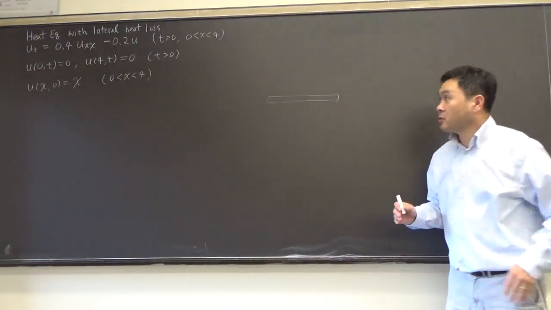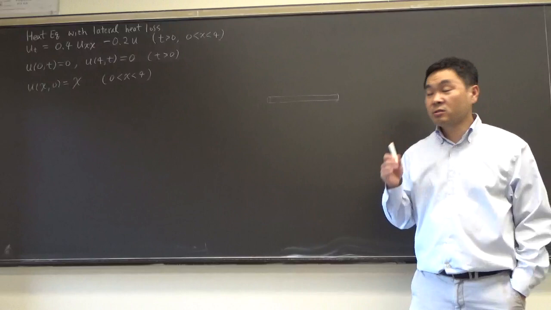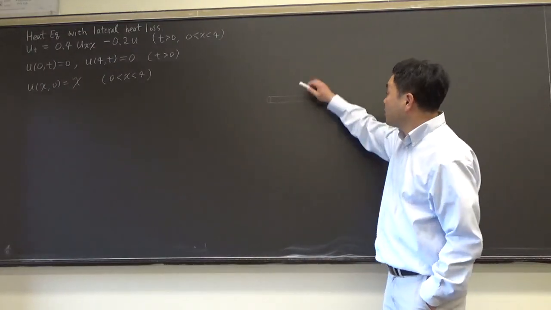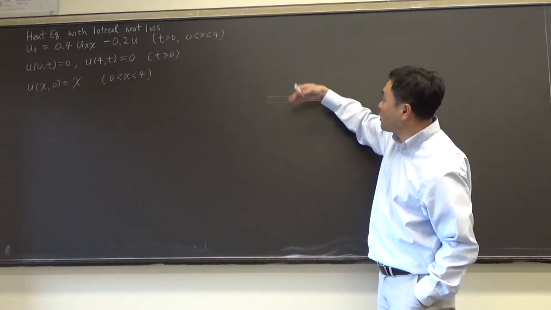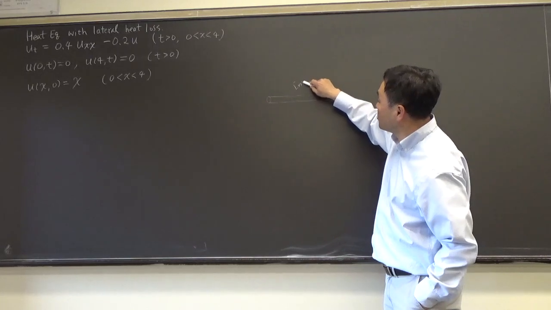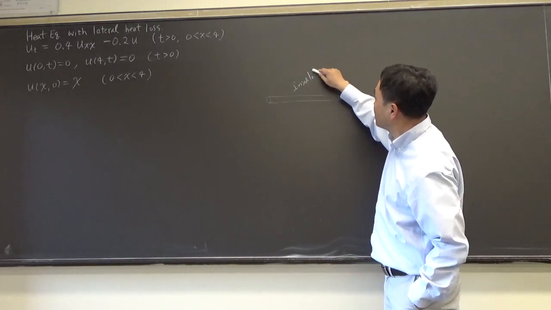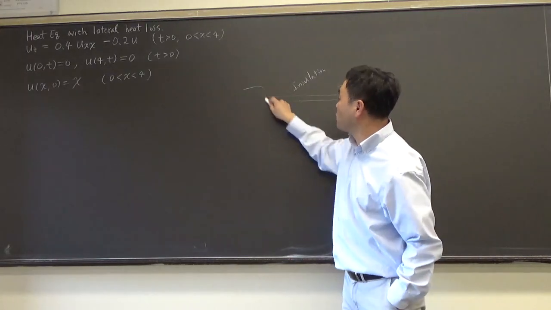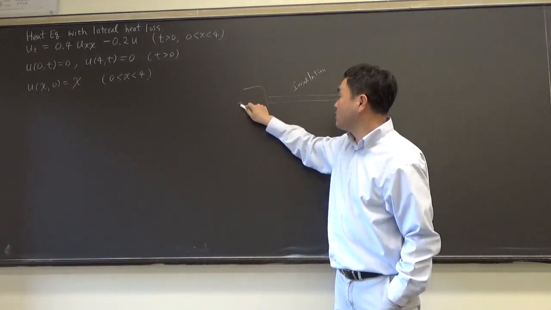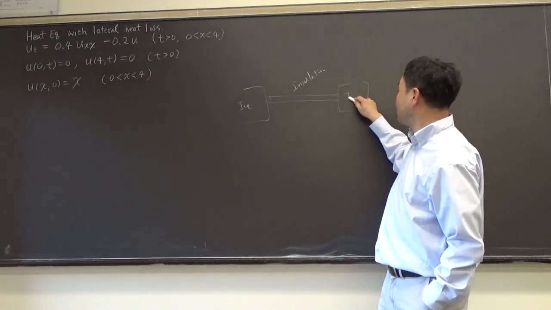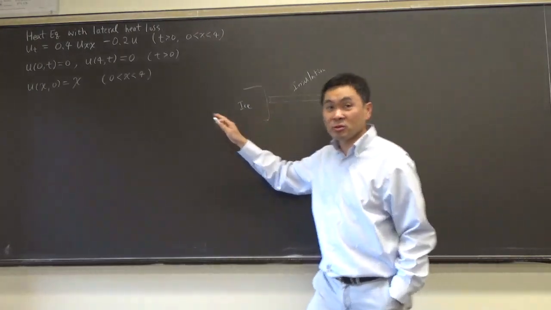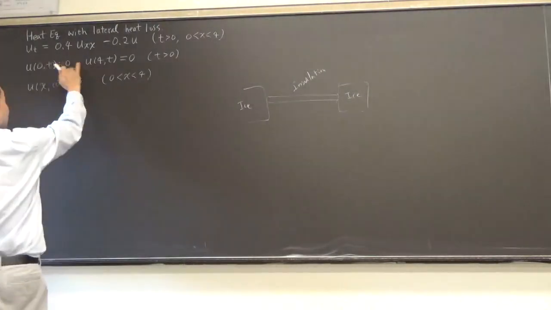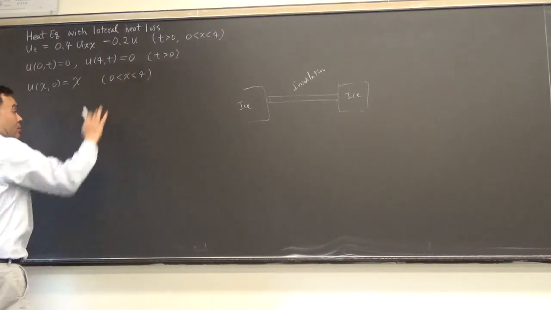When I first introduced the heat equation, the one-dimensional heat equation, I said it's surrounded by some insulation, and then the two endpoints are touching ice, so that the boundary conditions say it's 0 degrees Celsius at the end.